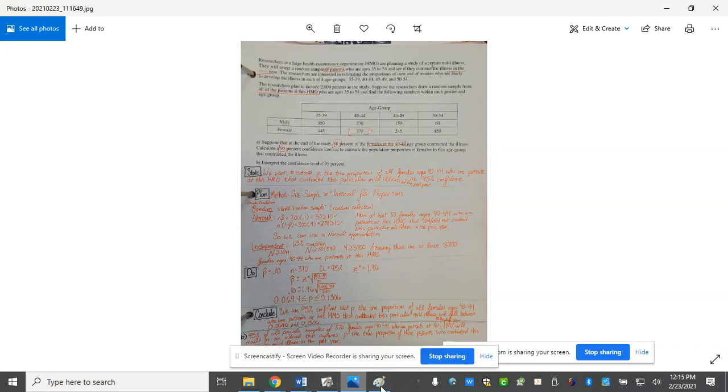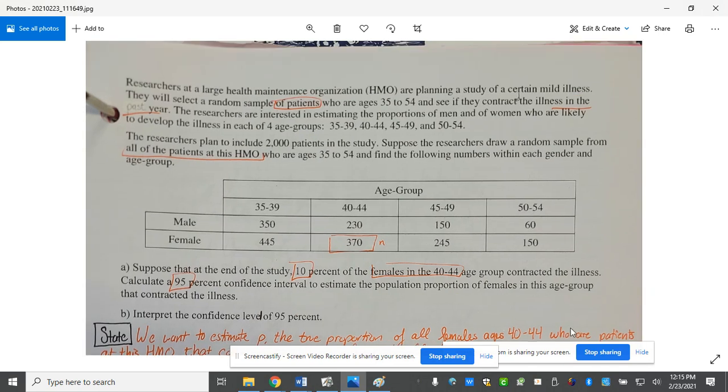So we did talk about there's only one number from this entire 2A table that we actually need. The only number we actually need is the number of what? Females that are ages 40 to 44, because that's all that we were dealing with. So that's our N.